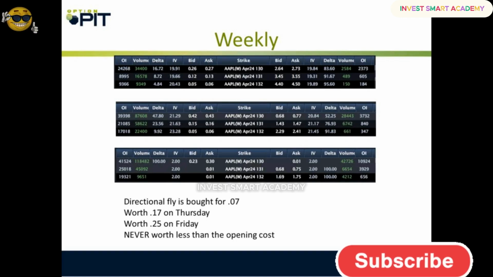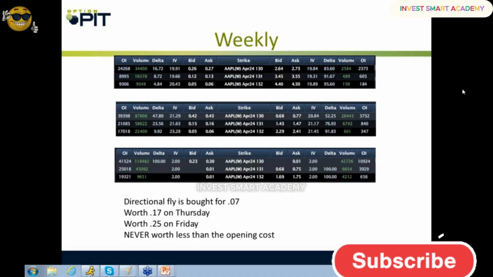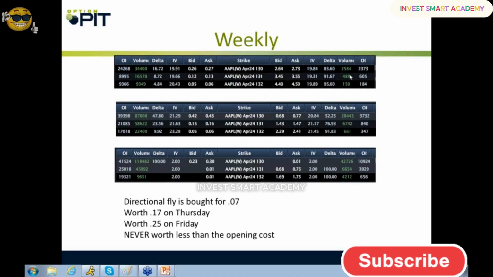Day one, on Thursday, it's worth 17 and expires on Friday for 25 cents. And at no point in time during this week is it actually worth less. Yeah, this is Monday night. All right? At no point in time, even when Apple is down on Tuesday, the beautiful thing is when Apple's down on Tuesday, my fly was actually worth 11 cents.